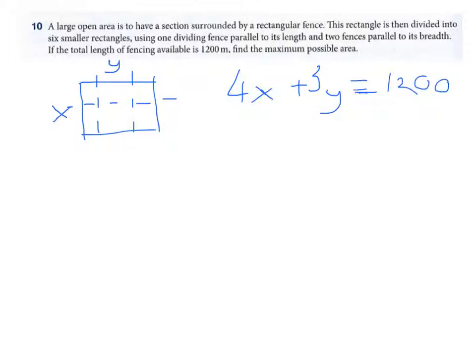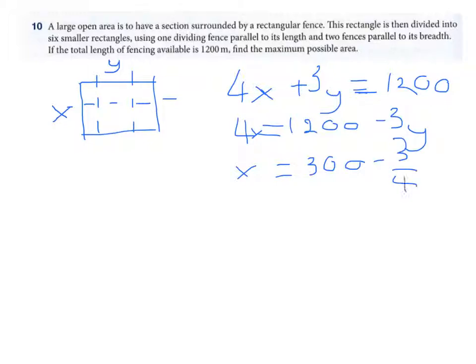Okay, let's rearrange to make x the subject. We have 4x is equal to 1200 minus 3y. And finishing it off, we divide the whole equation by 4, so we have x is equal to 300 minus 3/4 y.